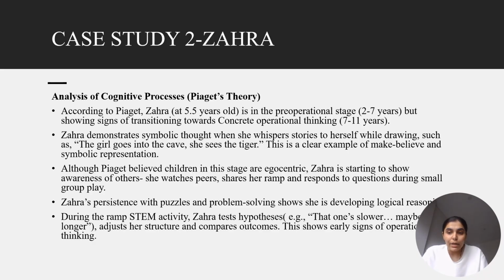Her storytelling and drawing show symbolic play and imaginative ideas central to her development stage. During the ramp activity, Zara tests her hypothesis, like "that one's too slow, maybe a little longer," adjusts her structures and compares outcomes. This shows the early signs of operational thinking.